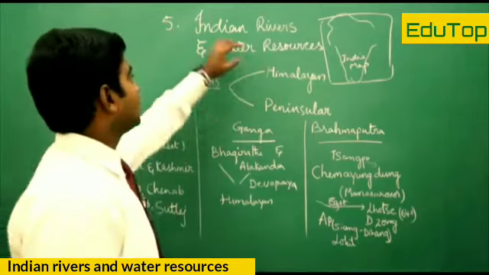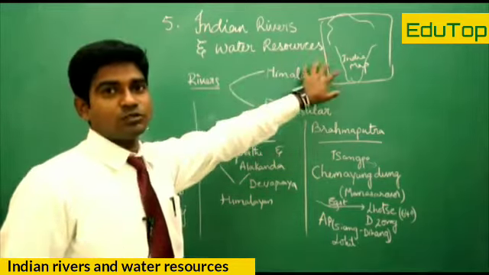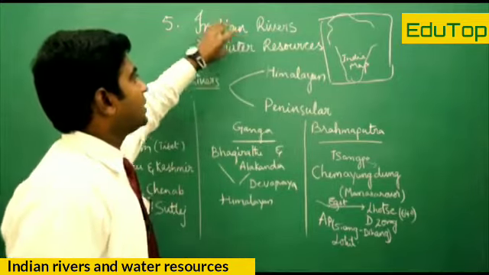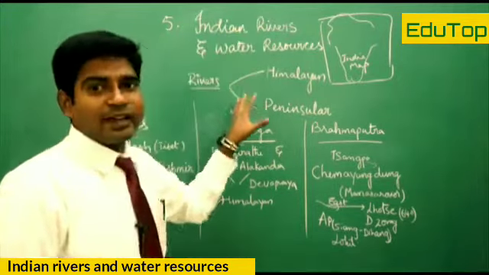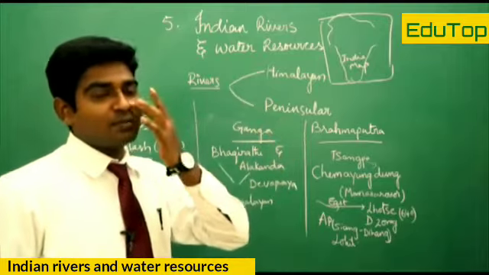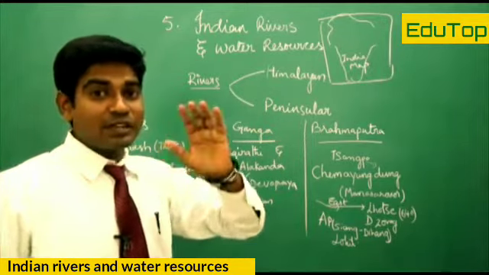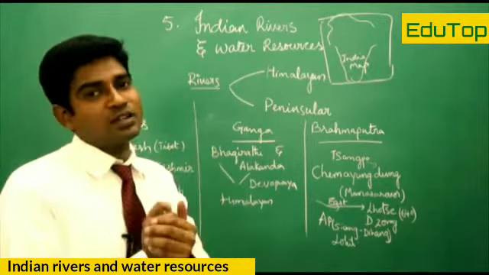Now we shall discuss the Indian rivers and the water resources. Before going into the water resources, let us see what the Indian rivers are. The entire Indian river system is known as the drainage system. It does not mean the flow of drainage; it is the complete flow of all the rivers that is known as the drainage system.